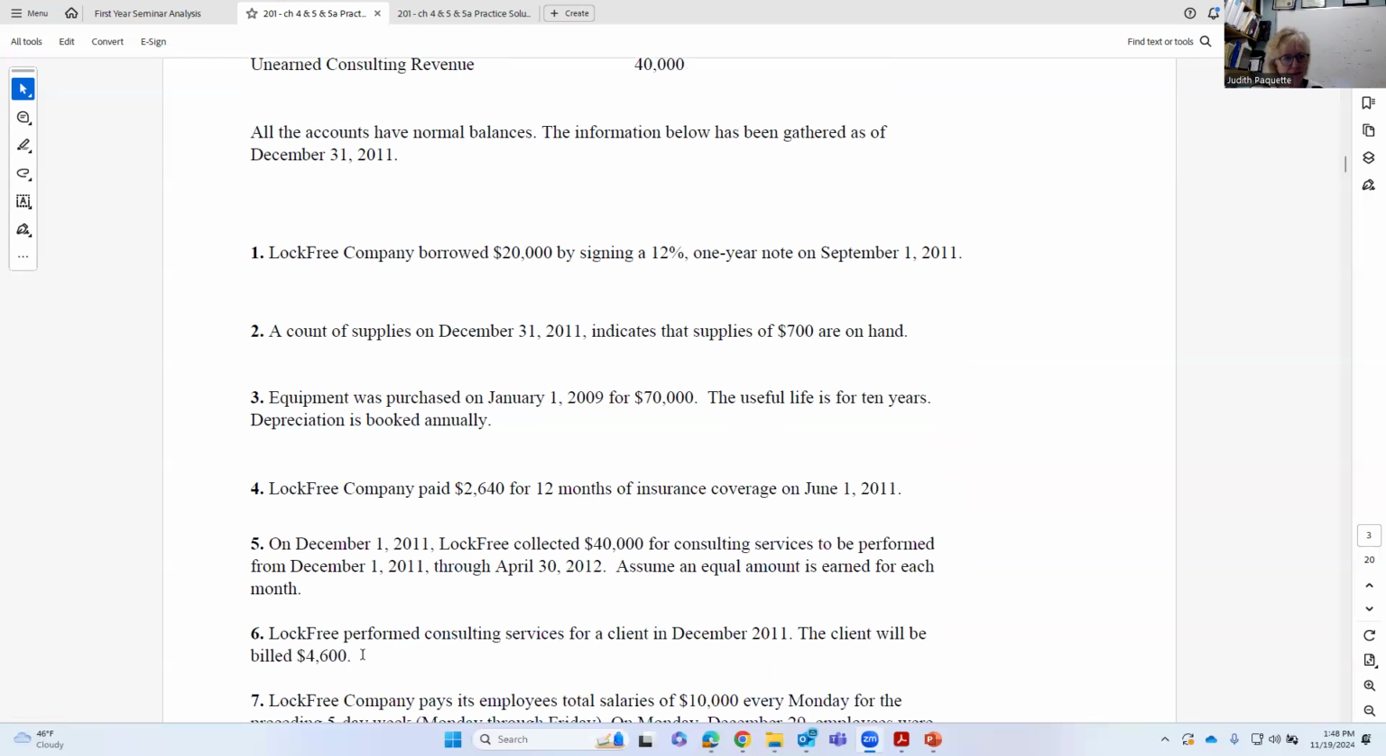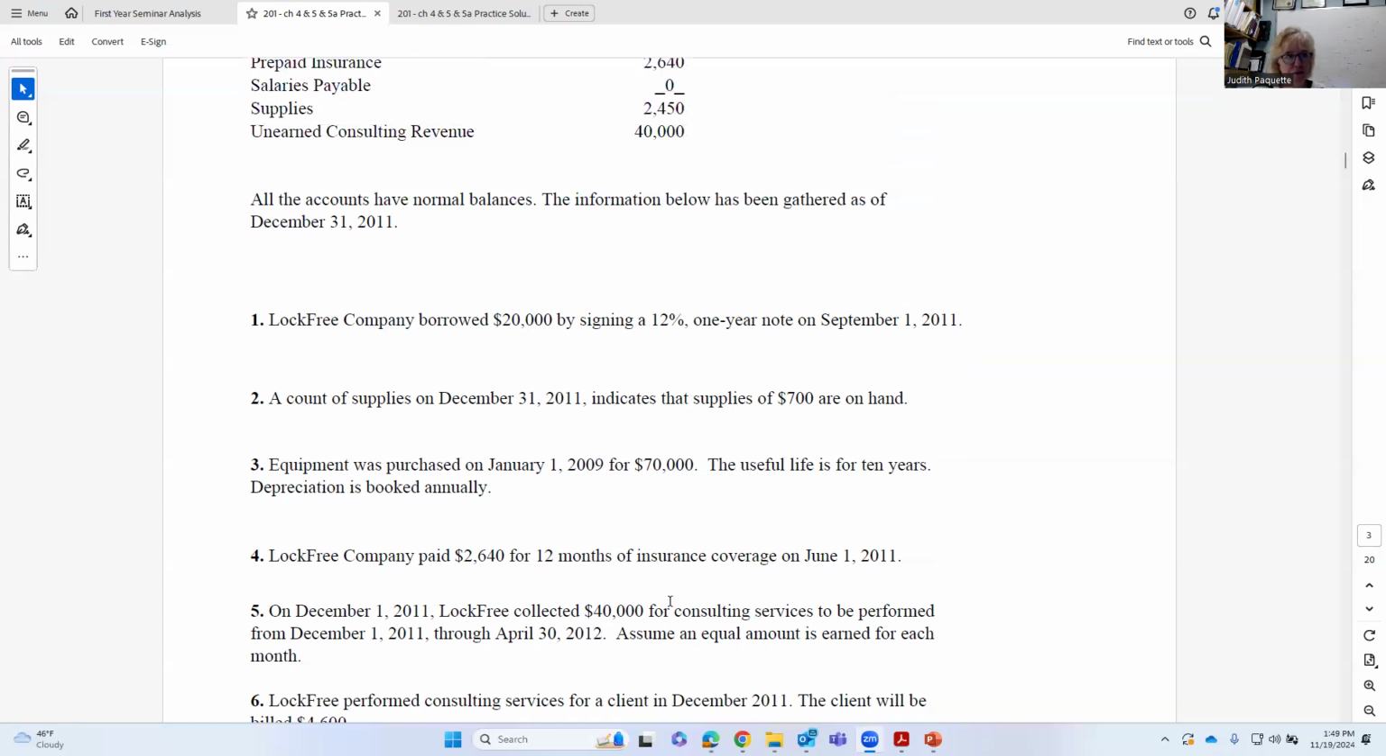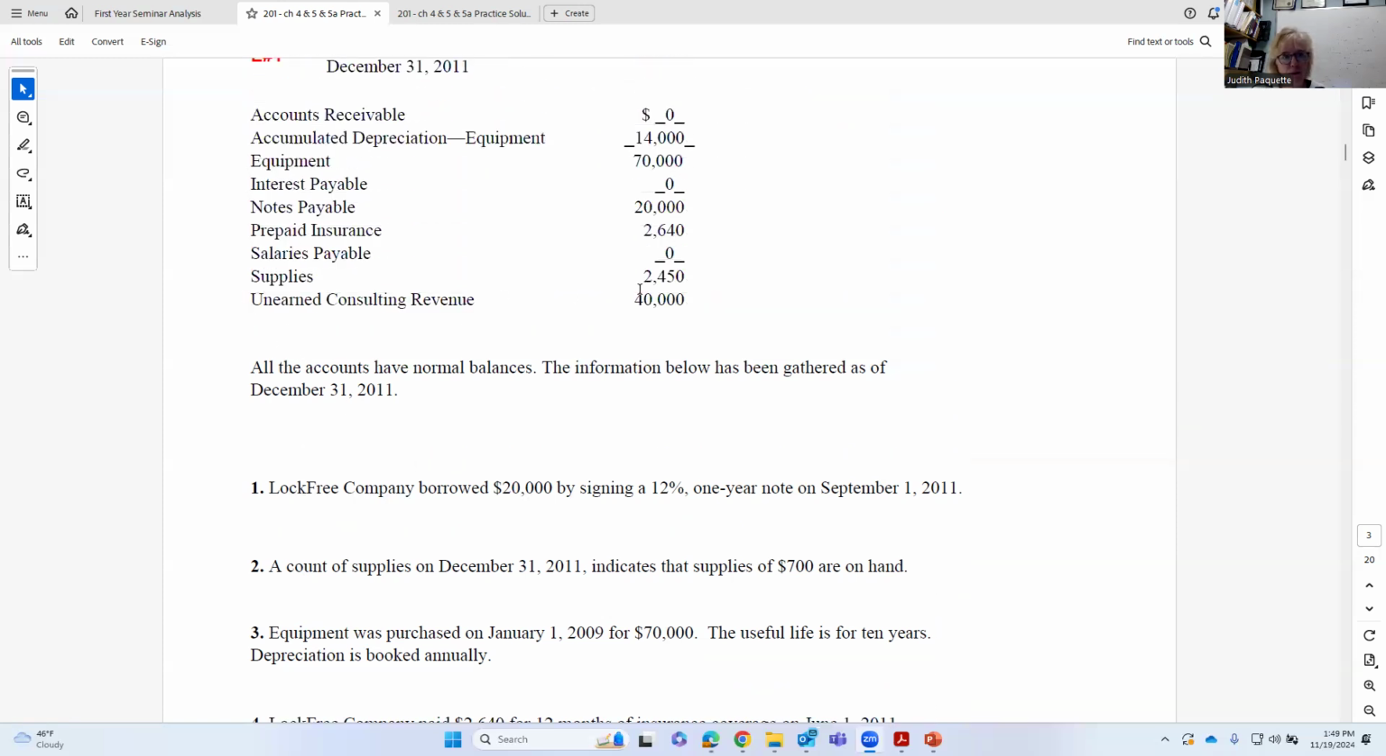And let's see, on December 1st, they collected money for consulting services to be performed for the next 5 months, December 1st through April 30. Assume an equal amount is earned for each month. That's a case where when the customer prepays, we debit cash and credit unearned revenue, and now it's time for the adjusting entry. So we're going to reduce unearned revenue with a debit and credit service revenue.